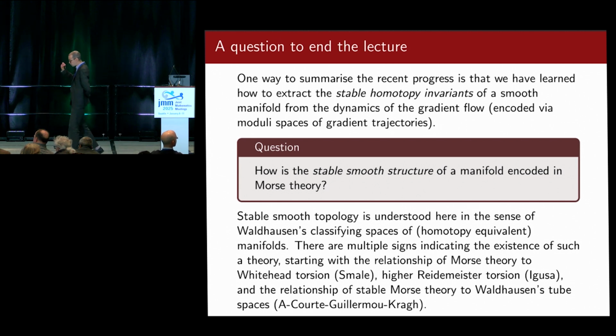Now, because Floer's insight is that we should think about stable homotopy, we should probably also think about stable smooth topology. The subject exists. Probably the main contribution to it was due to Waldhausen in the late 70s. But there is no concrete road yet to go back and forth between questions in the study of stable diffeomorphism groups and things like that, and Morse theory, even though there are quite a few hints. The first hint goes back to Smale, who showed that Whitehead torsion can be encoded in Morse theory, then Igusa, who did some kind of higher Reidemeister version. A couple of years ago with Kurt, Guillermo, and Krog, we were studying some problem on Lagrangian embeddings, and we realized there was a relationship between stable Morse theory and Waldhausen's tube spaces, but there's no concrete, I would say, we don't really understand, we just have hints.